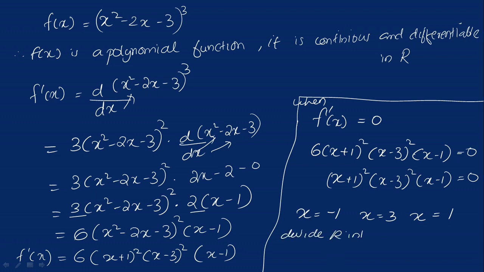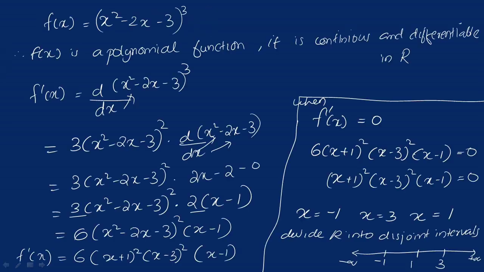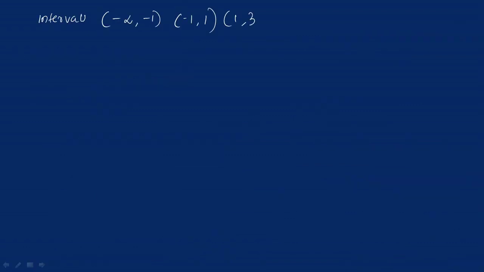So divide R into the disjoint intervals. For that we will be drawing a line segment from minus infinity to plus infinity. We have the 3 points for x, that is −1, 1 and 3. So we are marking that on the line segment. So we have the intervals, that is −∞ to −1, −1 to 1, next one is 1 to 3, and 3 to ∞.